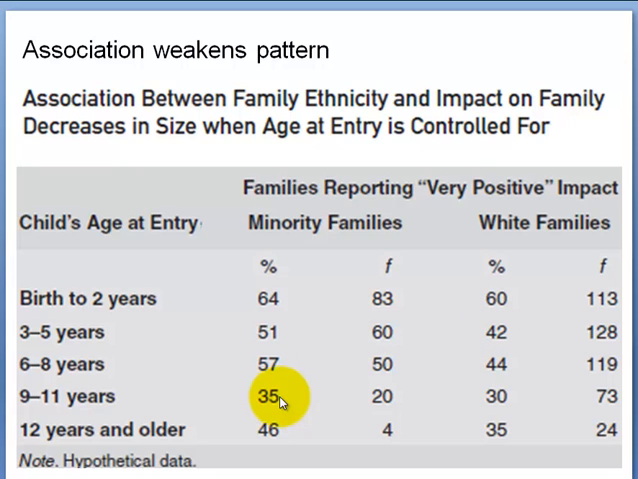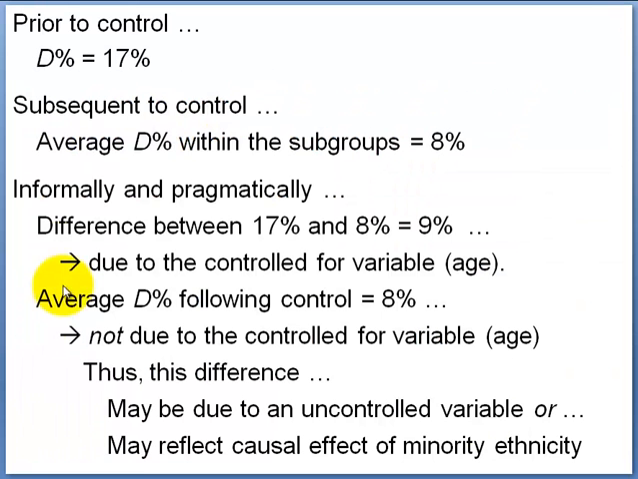In the 9 to 11, our difference is 5%. And here in the 12 and older, it is 11%. So these differences are, on balance and on average, considerably smaller than the 17% difference in the full sample. It works out to be the case that the average difference in percentages is 8% in the subgroups. So let me just reason in a pragmatic and even informal way for you on this.